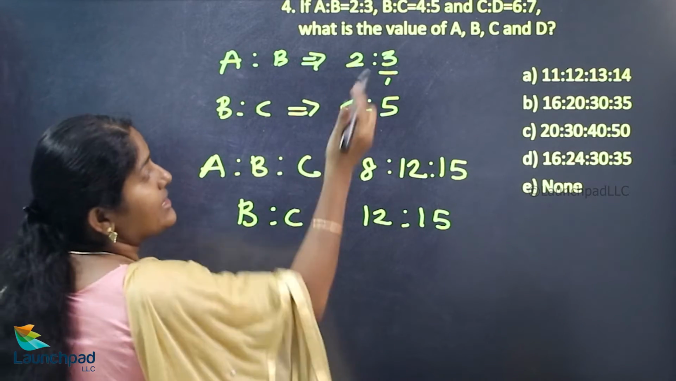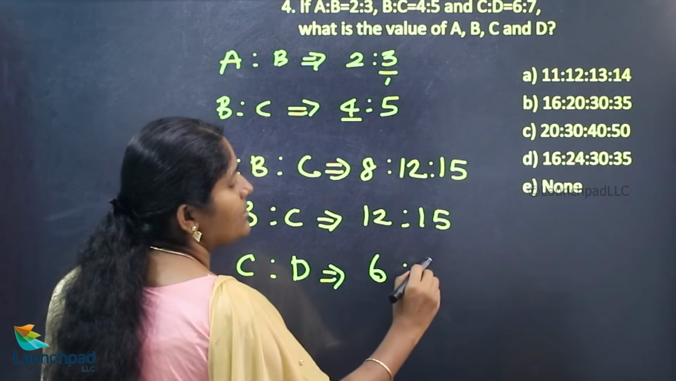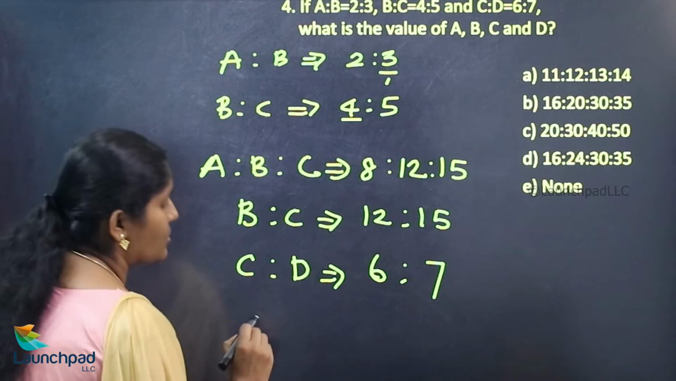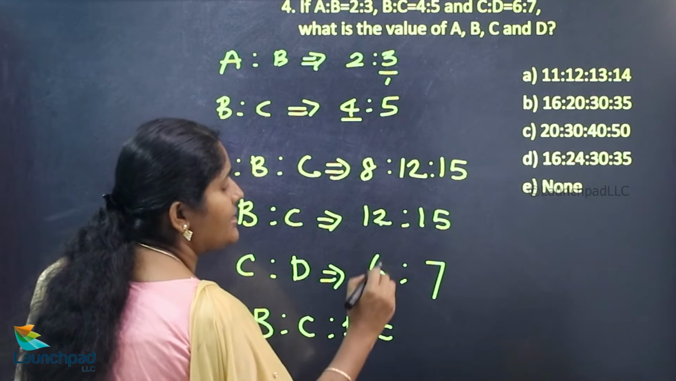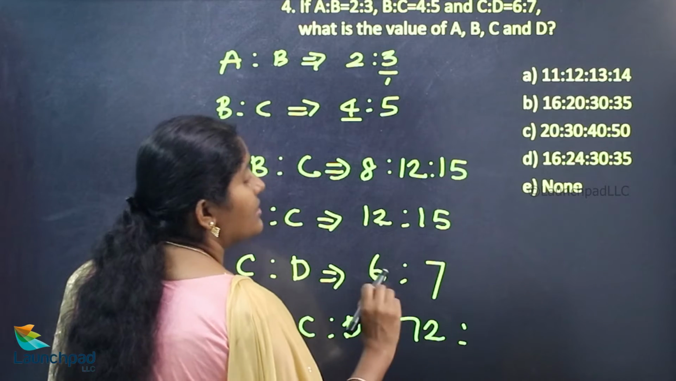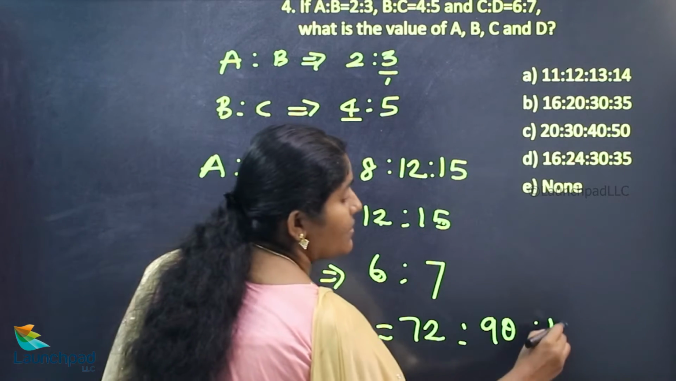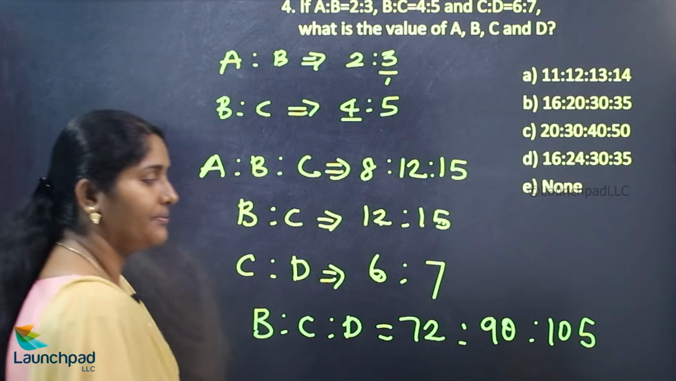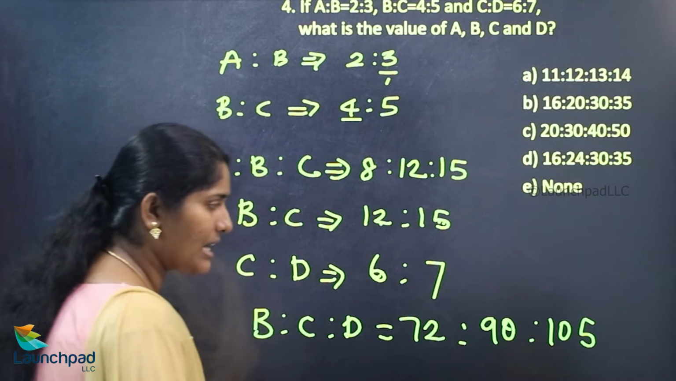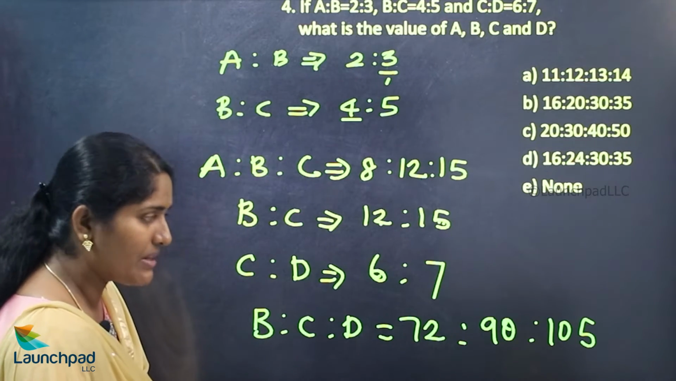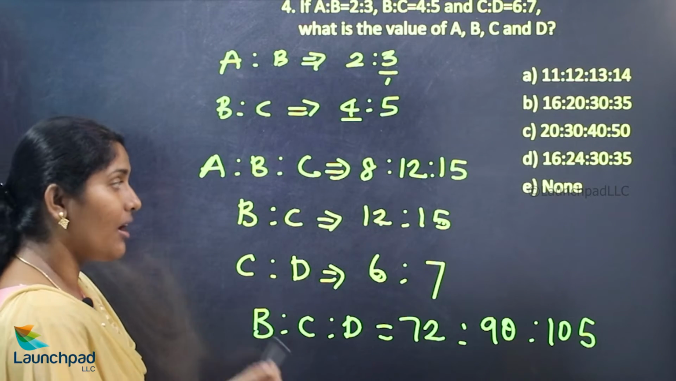Okay, now what is your C is to D? 6 is to 7. Now, you want to make the C term common. 12 into 6, 72. 6 into 15, 90. 15 into 7, 105. Am I right? Now, will all the values be cancelled by anything? Yes, it will be cancelled by 3. We are able to cancel its value by 3.